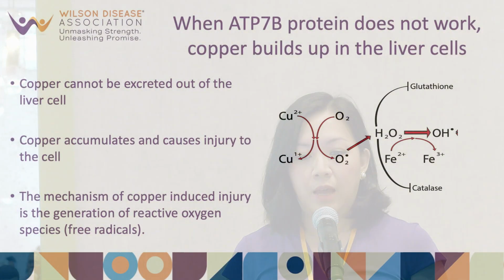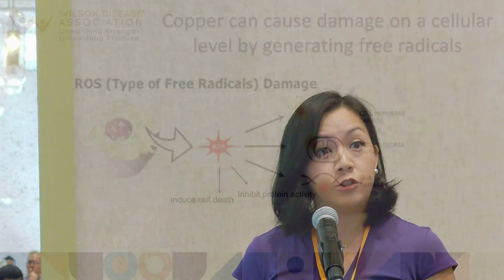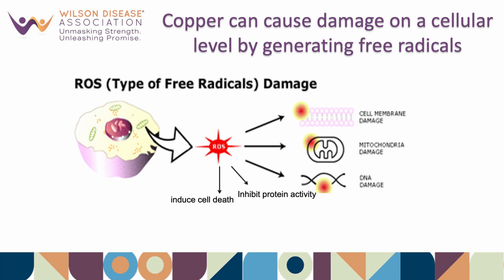So why does that matter? Why do we care that there is this copper accumulation that occurs in the cell? When it can't excrete, it accumulates, and then the copper can cause injury in the cell itself. By this chemical reaction you see on the side here, it induces a generation of reactive oxygen species called free radicals. And these free radicals can cause damage on the cellular level. It can cause cell membrane damage, mitochondrial damage, DNA damage. It can inhibit protein activity and it can induce cell death.